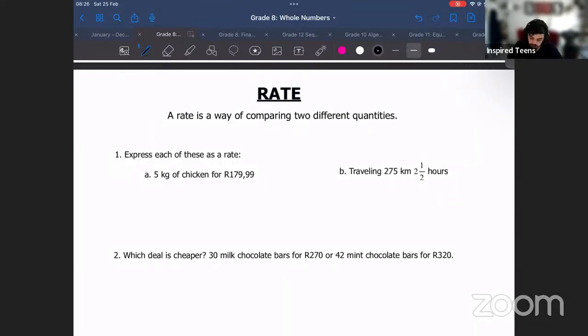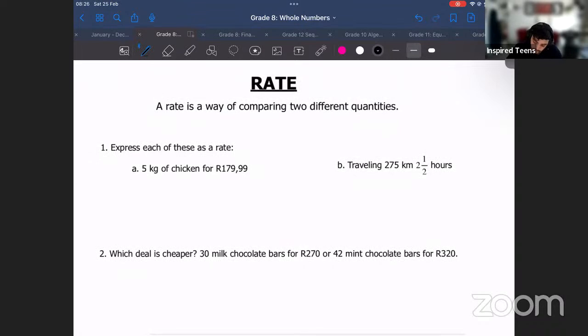Rate is a way of comparing two different quantities. Let's have a look at what they mean by that. When we did ratio, we defined ratio as a way of comparing two of the same quantities. Remember we converted each one to the same unit, and we compared two of the same quantities. Now with the rate, we are comparing two different quantities.